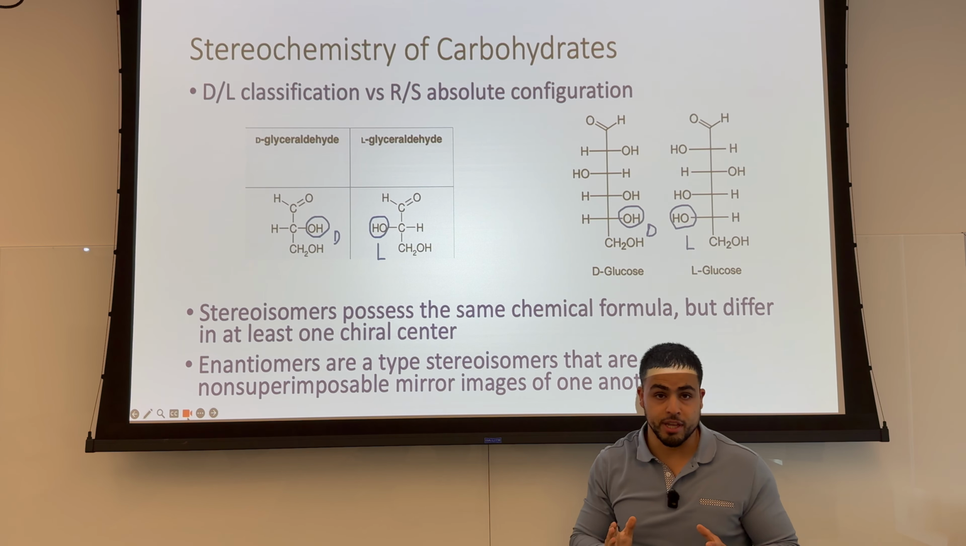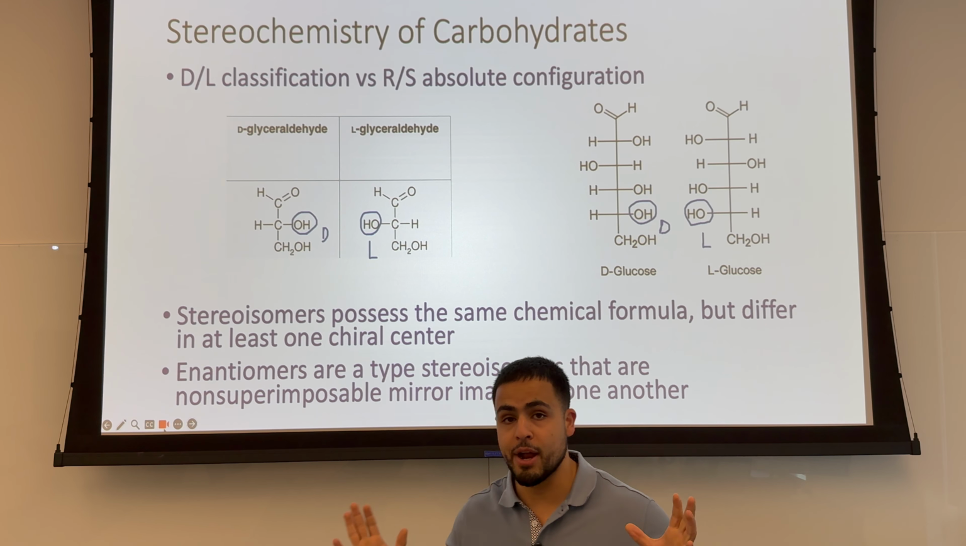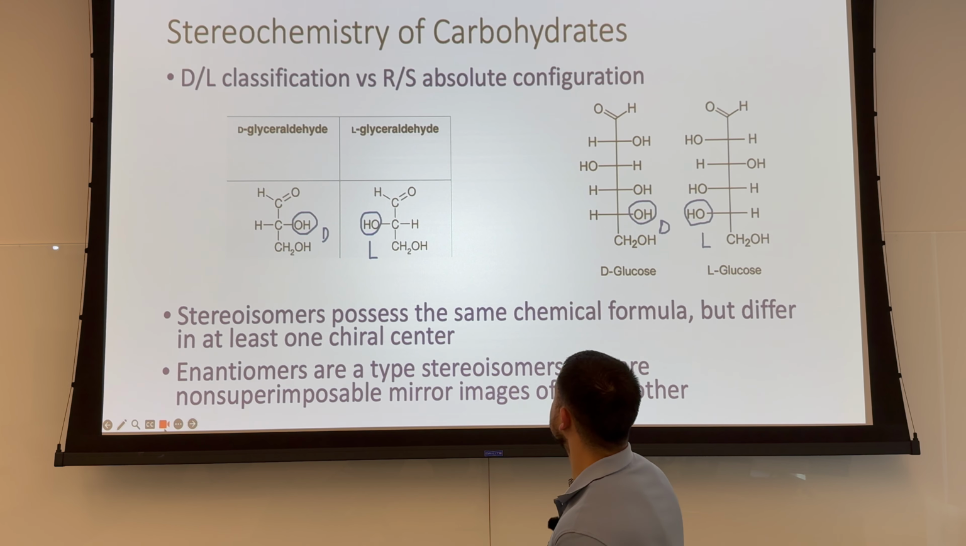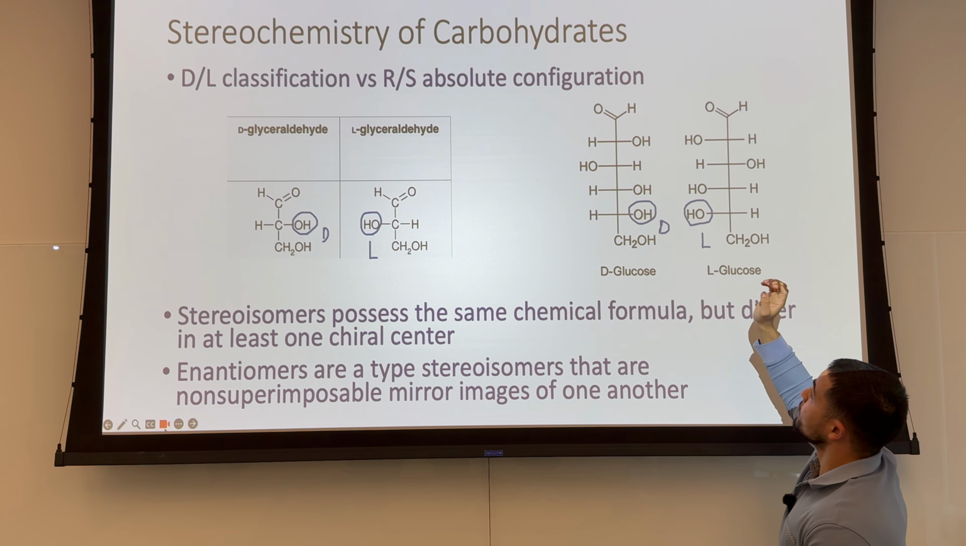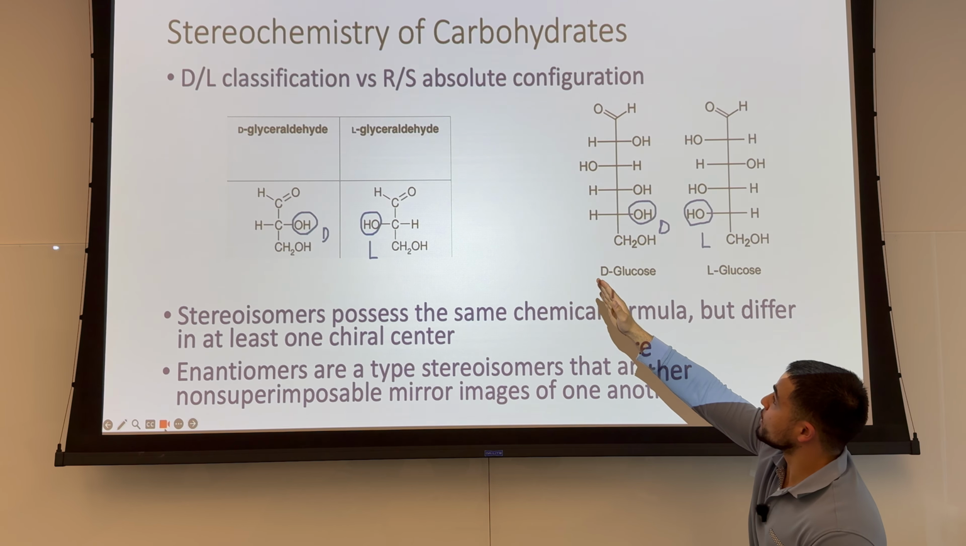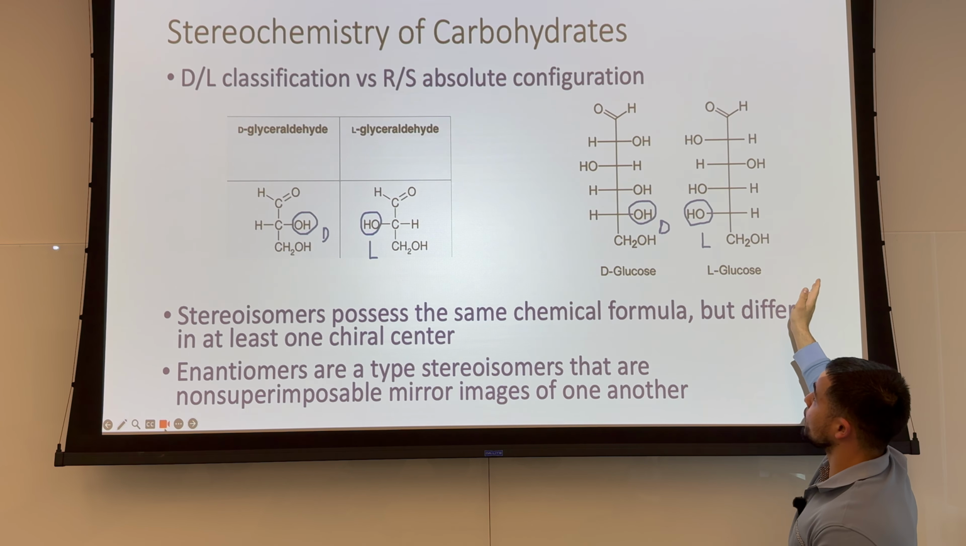So enantiomers are a special type of stereoisomers where they are non-superimposable mirror images of one another, and we'll see what that means exactly on the next slide. But essentially, you want to know that all chiral centers should be flipped. So in the case of D-glucose and L-glucose, you can take a moment and you'll see that anywhere you have OH on the left in D-glucose, you have it on the right in L-glucose, and likewise for hydrogen.